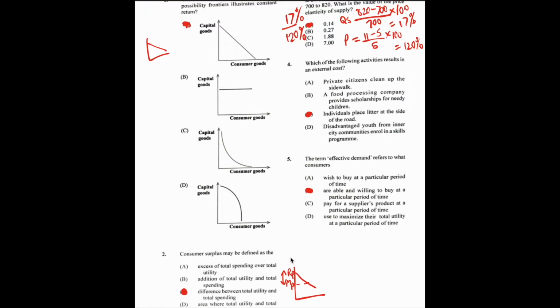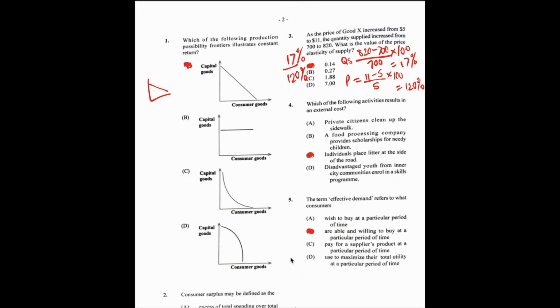So this excess between total spending and total utility showcases the fact that they're able to garner this extra benefit in terms of satisfaction or utility. So that's what consumer surplus is all about. That's what answer is C.